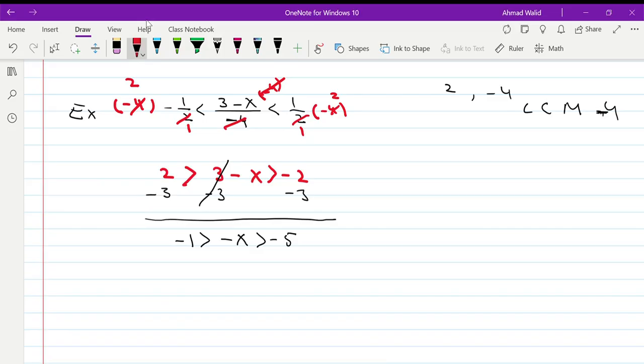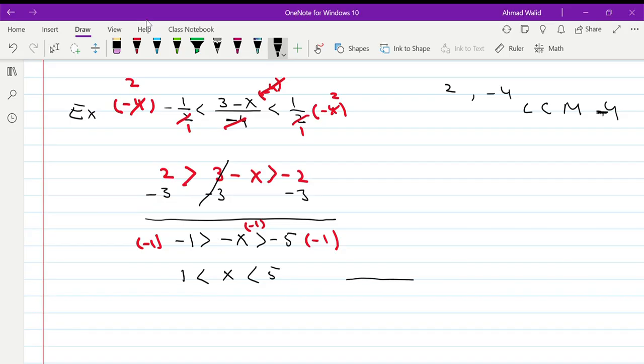Then again multiply all sides with negative 1. Negative 1 times negative 1, 1. I multiplied with a negative number, so I'll flip my sign. Here, negative x times negative 1 gives you x. Flip the sign. Negative 5 times negative 1 gives you 5.